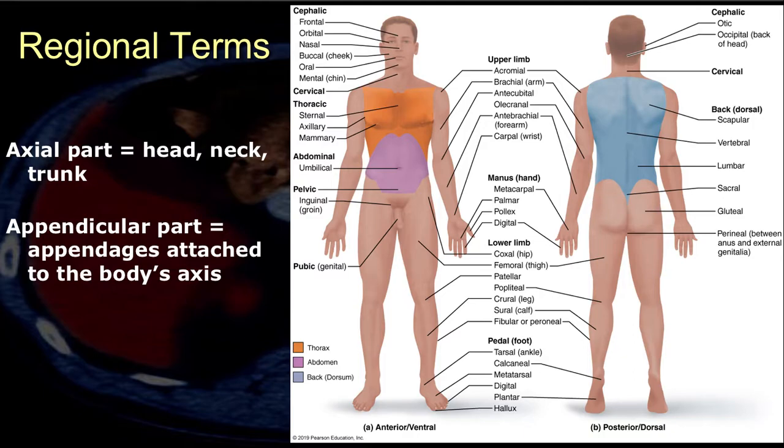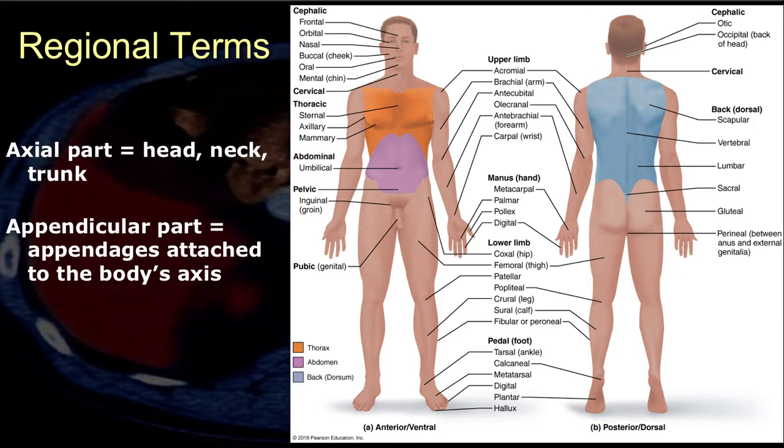So you've got the specific regions. Then we also separate things into two big regions, and this will be important when we talk about the skeleton. The axial part, or the axis part, is going to be the head, the neck, and the torso region. So this is axial. And then the appendicular part are your appendages, so your legs and your arms. So axial and appendicular.